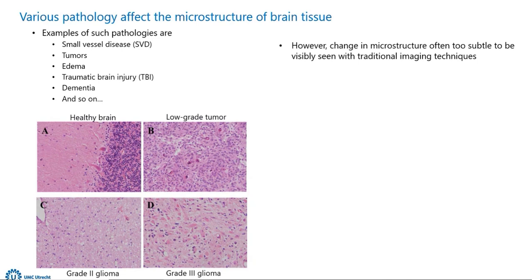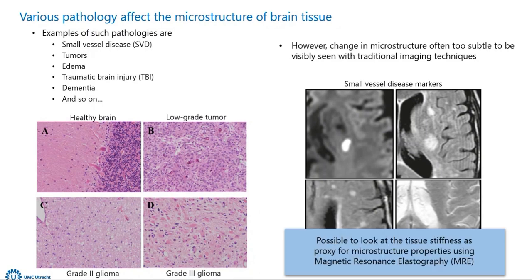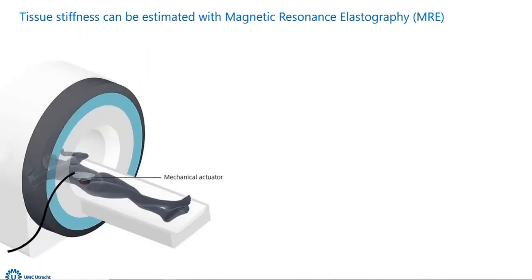However, these changes in the microstructure are often too subtle to be visibly seen with traditional imaging techniques. And also in other cases, such as in small vessel disease, the imaging markers that we do see often show rather late disease progression. So instead, it is possible to look at tissue stiffness as a proxy for these changes in microstructure using a technique called magnetic resonance elastography, or MRE.